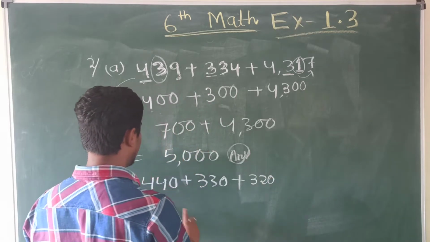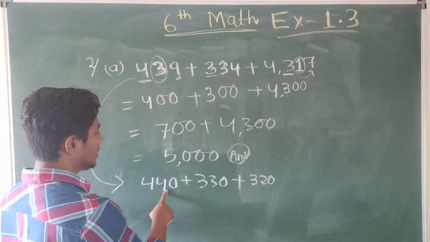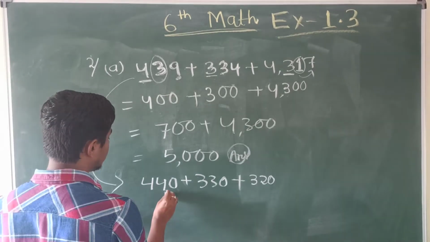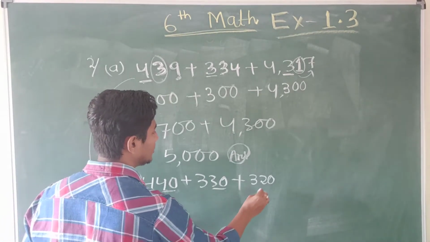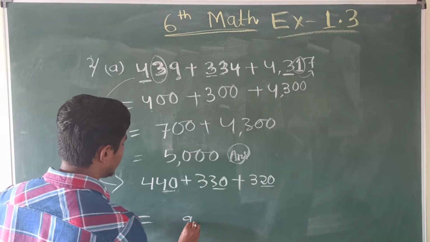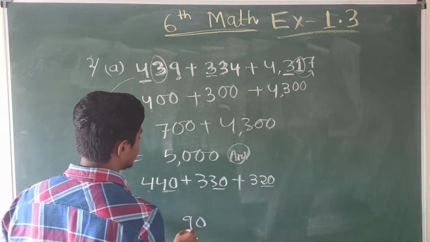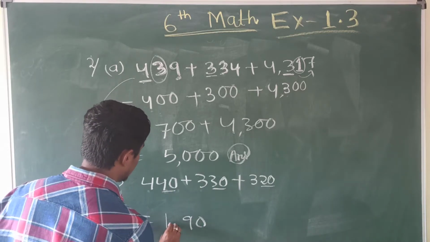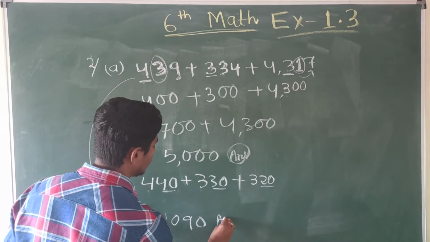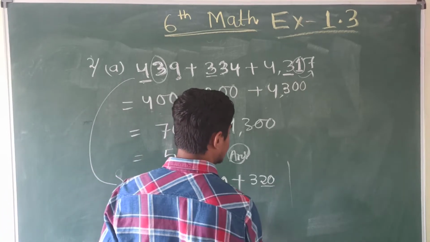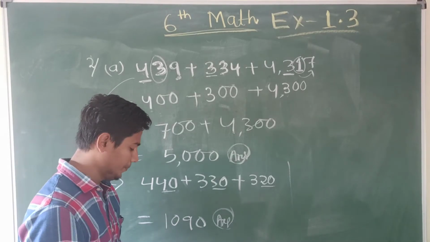320. Now you add all these 3. 40. You can add directly also. So the trick here, 40 plus 30, 70 plus 20, 90. Write 90. 4 plus 3 plus 3, 1090. If you don't able to add like this, then you write here, then you add.